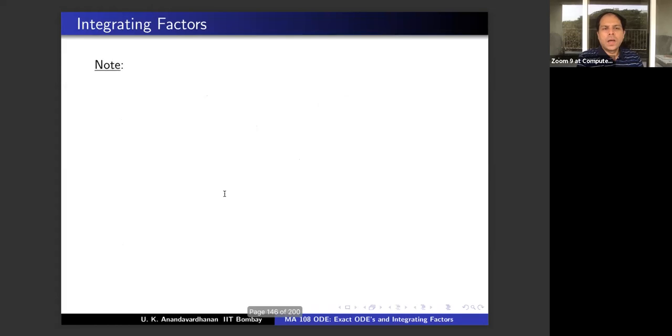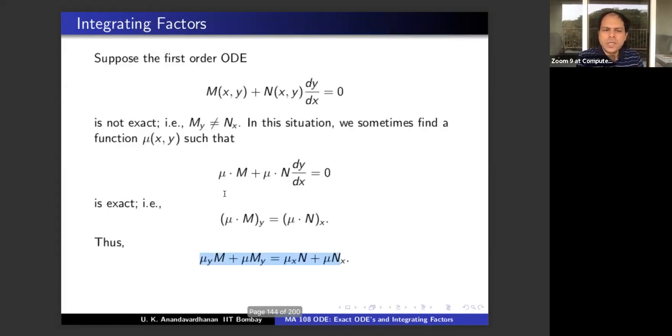Okay. Now, the important thing to note is it is not so easy to solve this highlighted thing. This is a difficult equation. You agree? Whether there is a mu such that mu ym plus mu my equal to mu x n plus mu nx is not at all easy to do, because you are dealing with mu and mu x and mu y and m and my and n and nx. That is too many things put together.